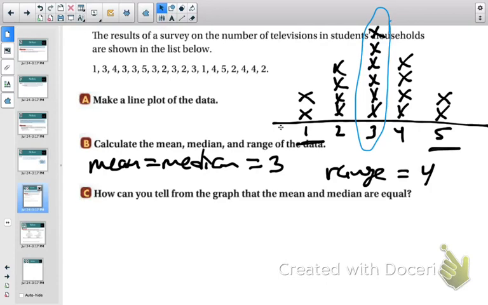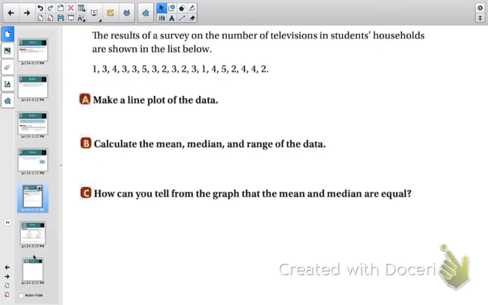Okay, so that's an easy way to do it after you've made the line plot already. That way you don't have to go add up all of these things and then divide by however many numbers there are. How can you tell from the graph the mean and median are equal? Again, if it's symmetric, you can just look and tell. However, if it's not symmetric, then you have to go through and add them all together and whatnot. So that's not super fun, but if it's symmetric, it's nice.